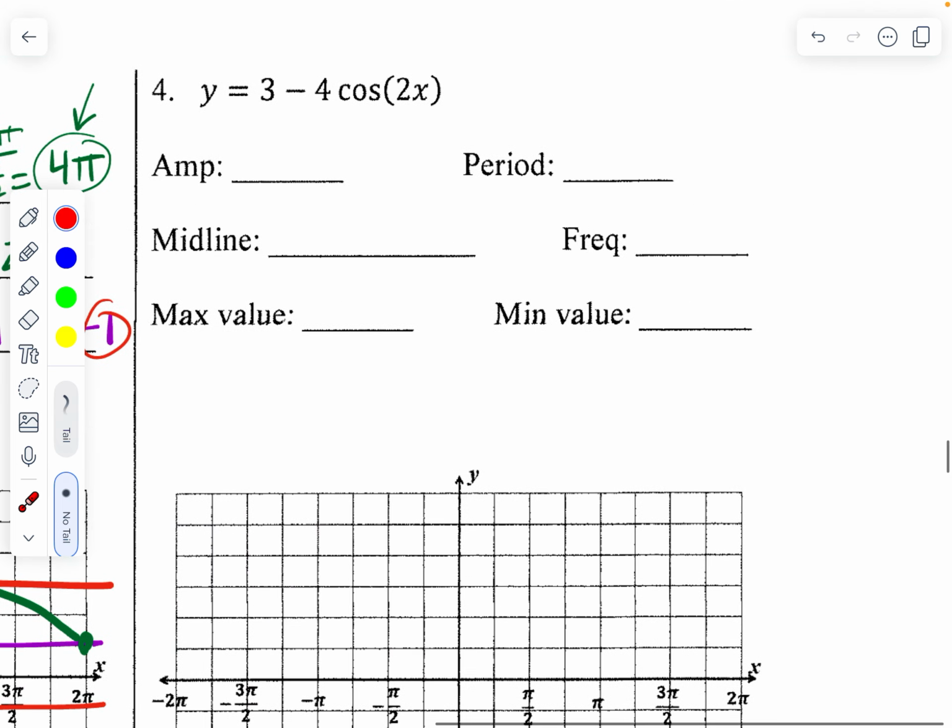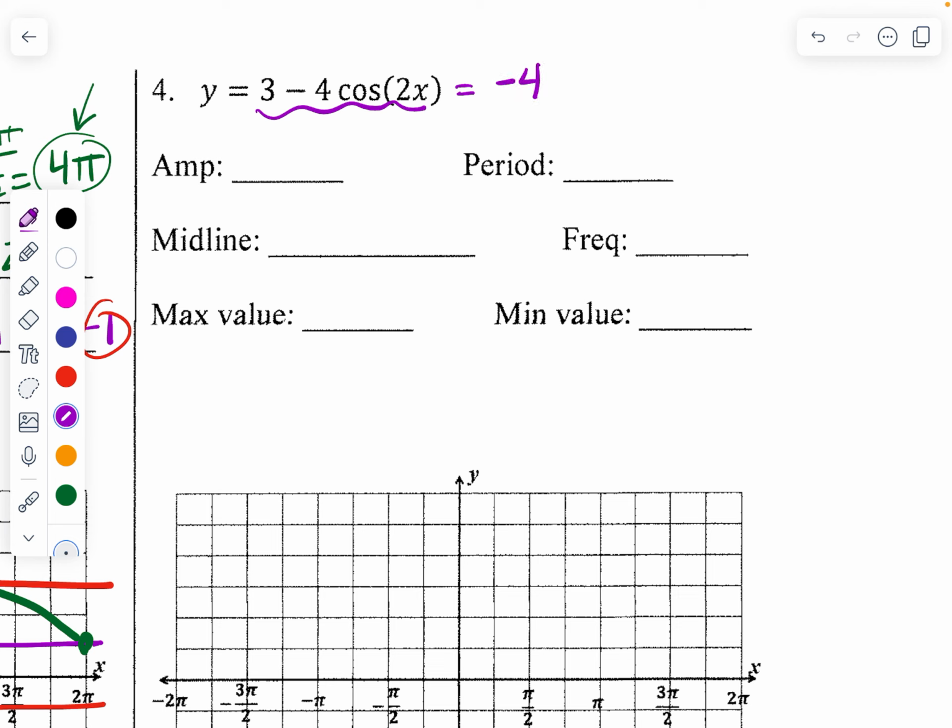All right, this last one for number 4. We see a couple of things. First of all, I notice that this is put in a weird order. Let's rearrange it so it's something that we can recognize, which is negative 4 cosine 2x plus 3. What this does is it puts it in the order that we're normally seeing. So we see that this amplitude is going to be the absolute value of negative 4. And the midline here is y equals 3.